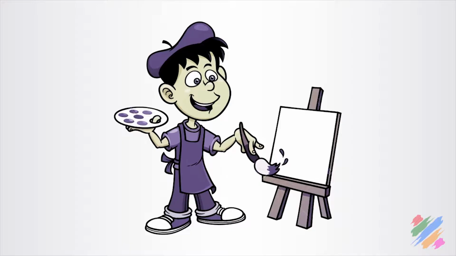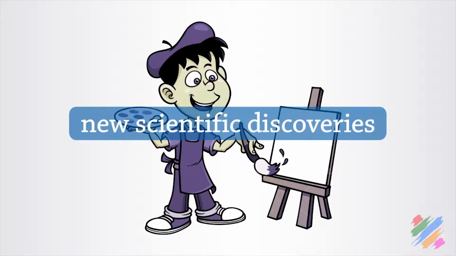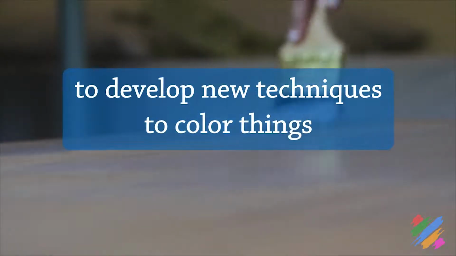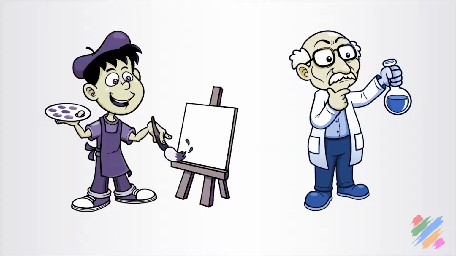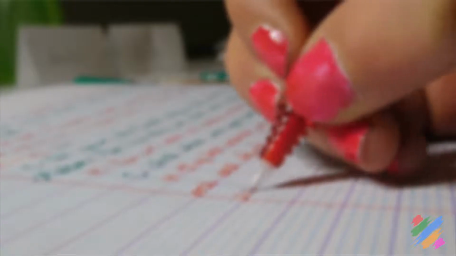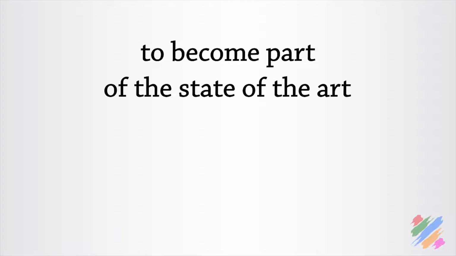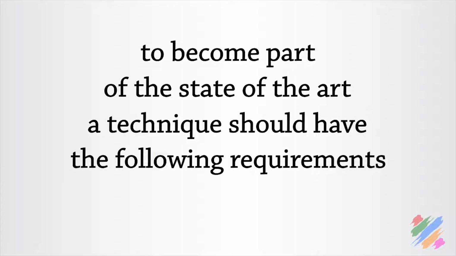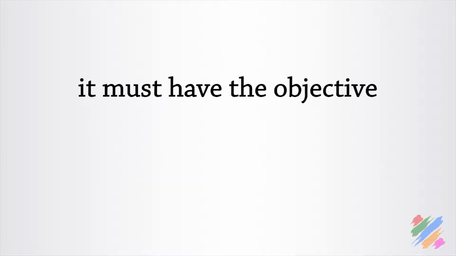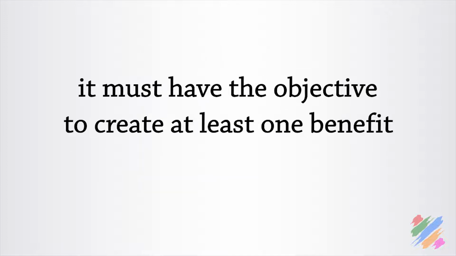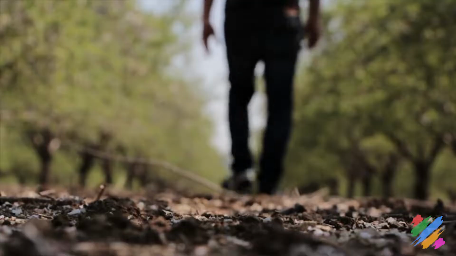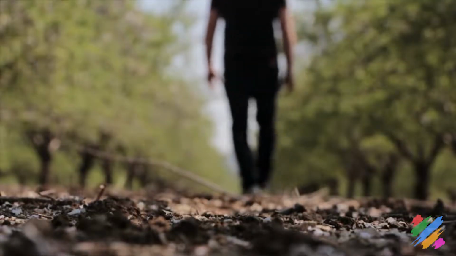At this point, the artists started to use these new scientific discoveries to develop new techniques to color things. And together they started writing the book of the art of painting. To become part of the state of the art, a technique should have the following requirements. It must have the objective to create at least one benefit of any kind for at least a single person.